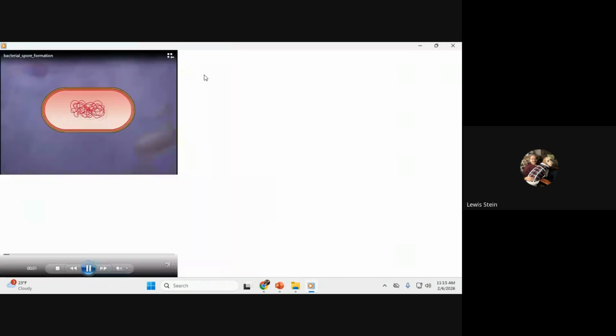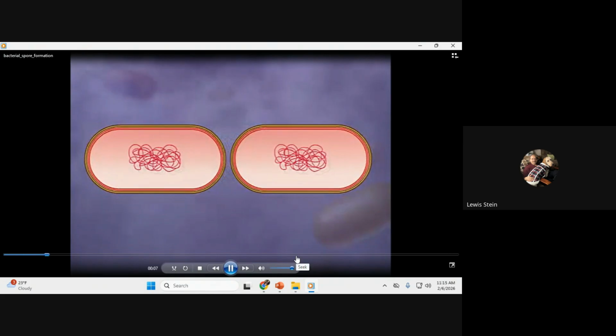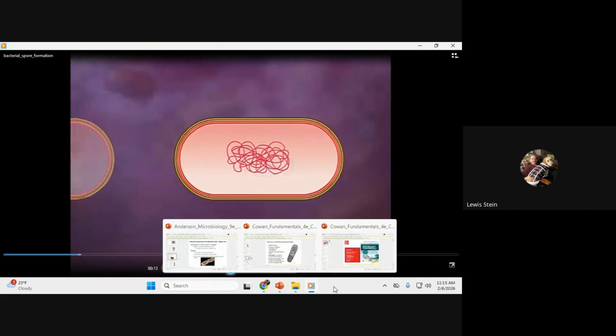Spore-forming bacteria grow as vegetative cells and divide by binary fission when nutrients are available and environmental conditions are favorable. When nutrients are depleted or conditions become adverse, spore formation is initiated. The DNA condenses and aligns itself in the center of the cell. The vegetative cell is now referred to as the mother cell.